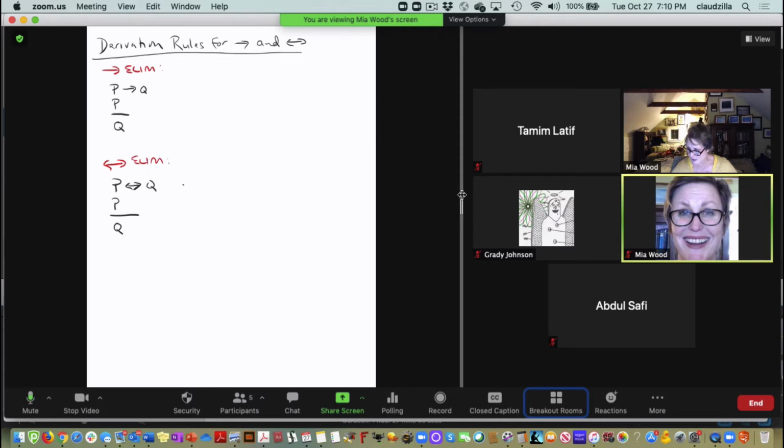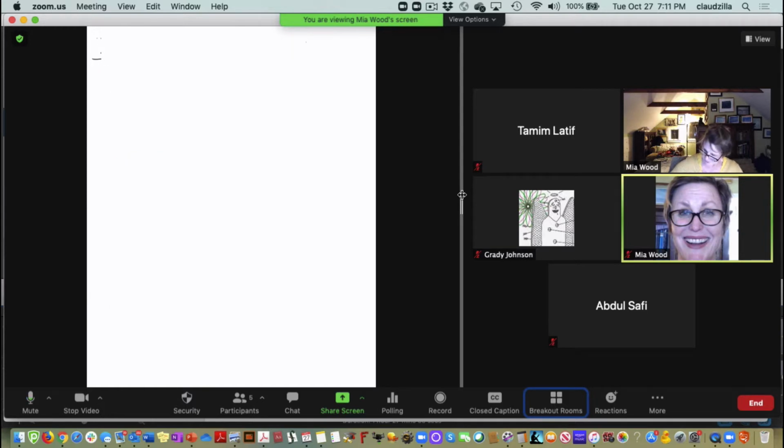So here's an alternative. When you have the biconditional, you can assert the other side, right? How are we doing? What do we think? Pretty good. Okay, so let's look at a couple of examples before we move on.